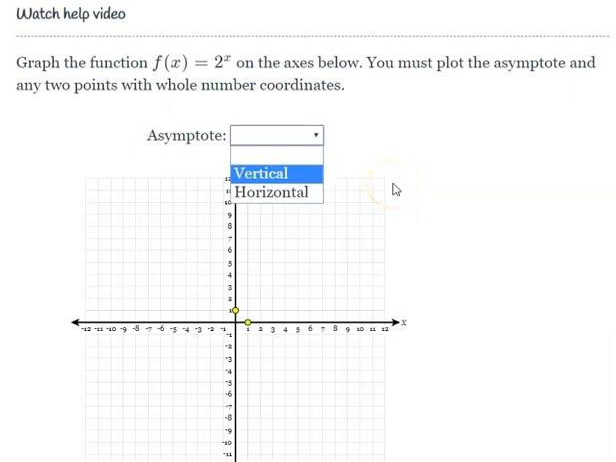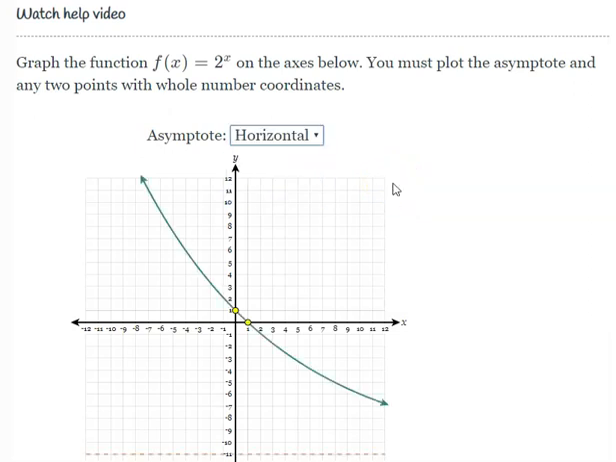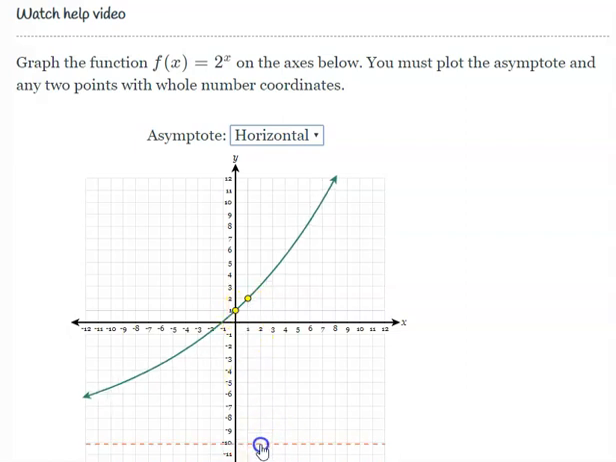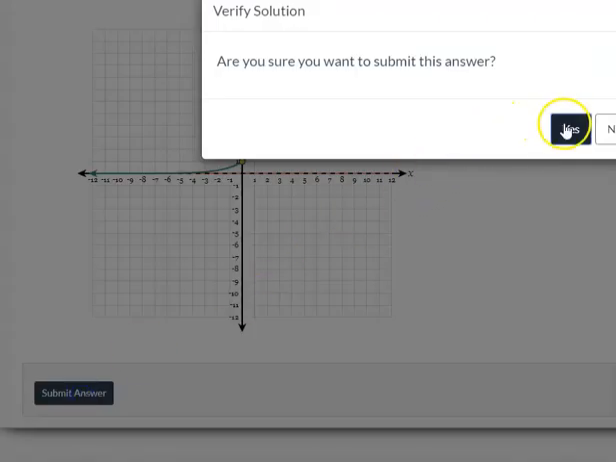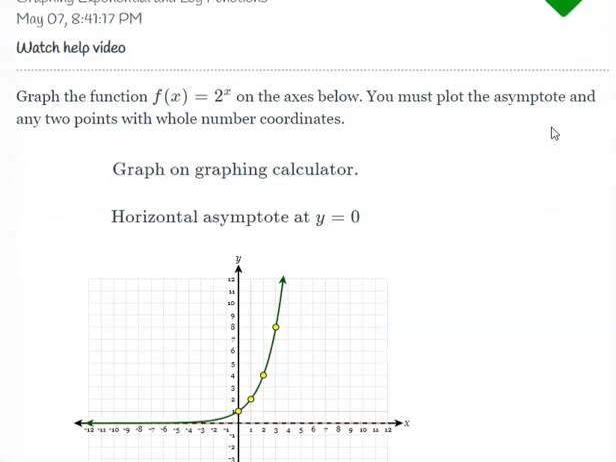Okay, so I'm going to change this to horizontal asymptote. And now it shows decay here, right? But I'm going to move this point there, right? So we said it was going to be 0, 1, and 1, 2. And we also need to move this asymptote. Should be right on the x-axis unless there's some sort of a shift, an addition on the end here. So I'm going to hit submit, and it gives me some feedback.